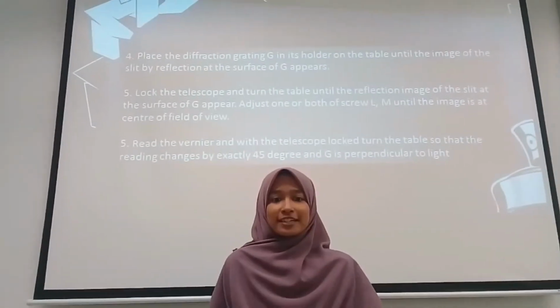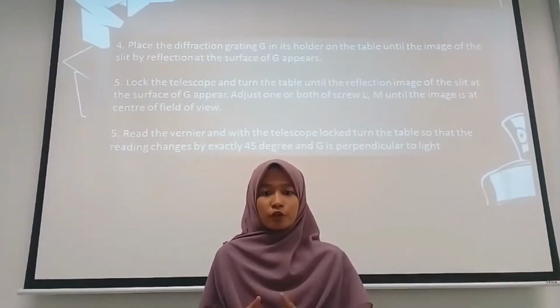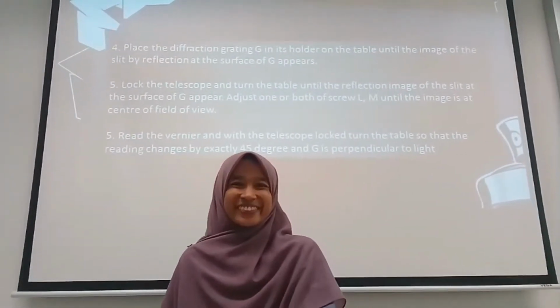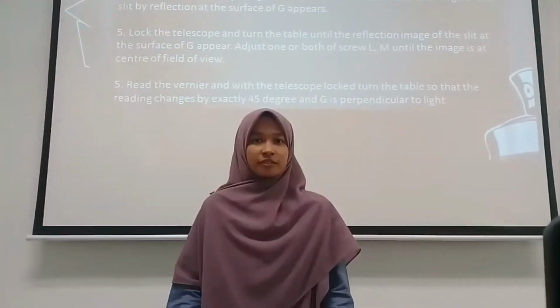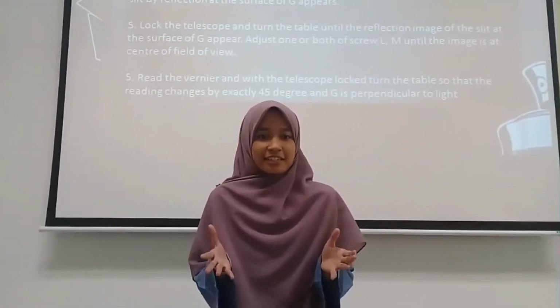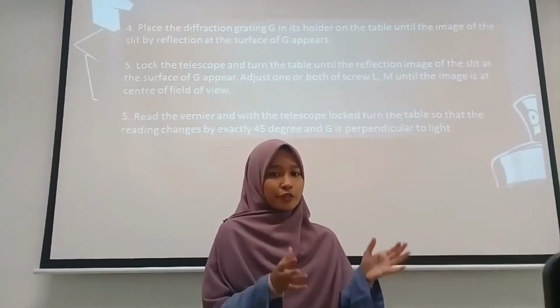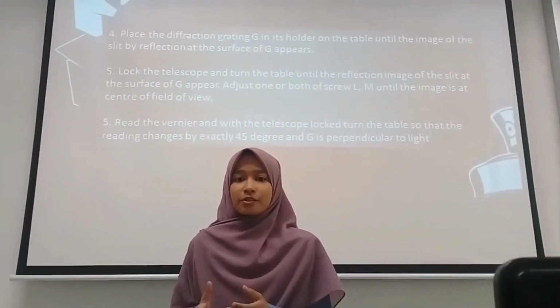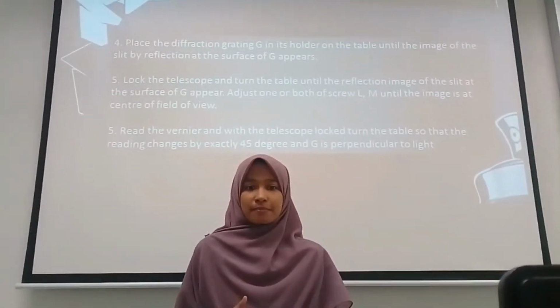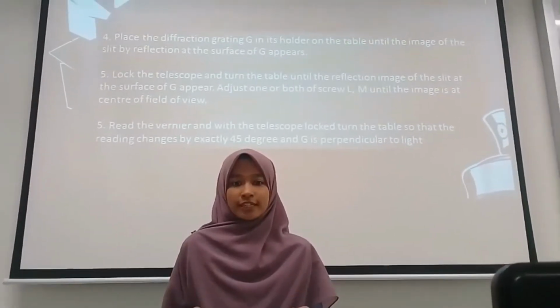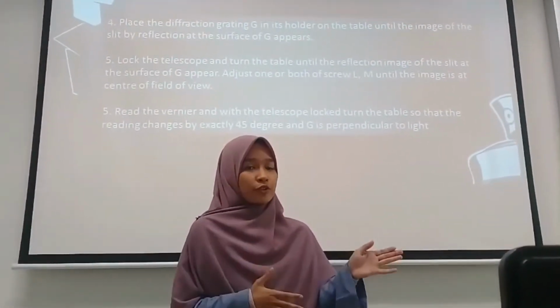Adjust one or both of screws L, M until the image is at the center of the field of view. Lastly, read the vernier and, with the telescope locked, turn the table so that the reading changes by exactly 45 degrees and G is perpendicular to the light.